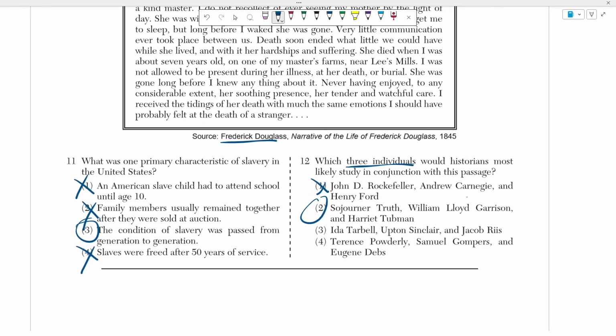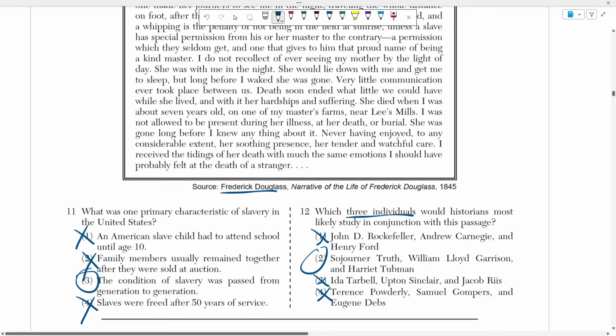Choice 1, John D. Rockefeller, Andrew Carnegie, and Henry Ford were people who owned the monopolies during the Gilded Age. Choice 3, Ida Tarbell, Upton Sinclair, and Jacob Riis were muckrakers, people who opposed Rockefeller and Carnegie during the Gilded Age. And choice 4 has nothing to do with slavery either, right? These people were later, in the 1900s. These are the only people from the 1800s, and the only abolitionists listed as an answer choice.